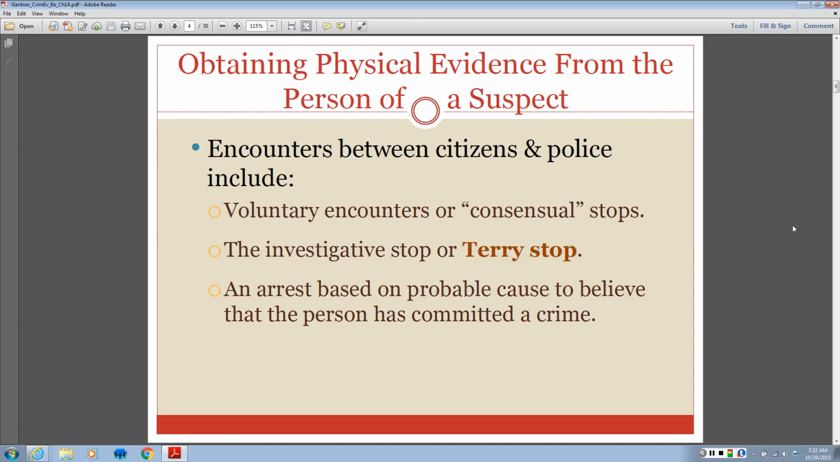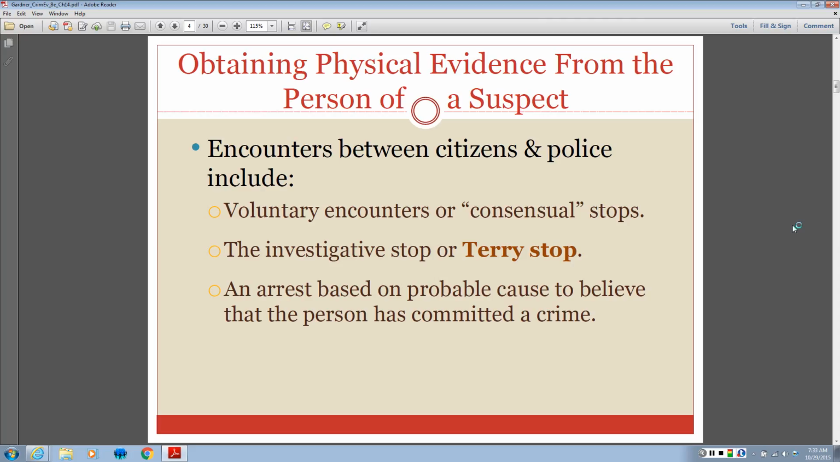And during that consensual encounter, if the police officer says, hey, do you mind if I search your car? And if you agree to that search, then the police officer can search that car. You're not required to agree to the search, or even if you do, you can put terms upon that consent, which means you can put limits on it, because you're giving that officer consent to search.